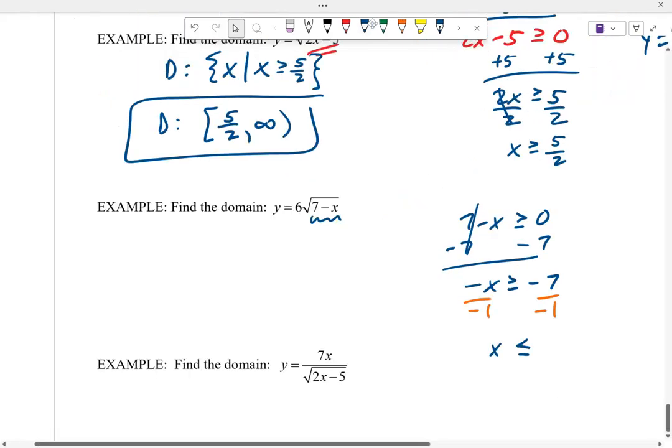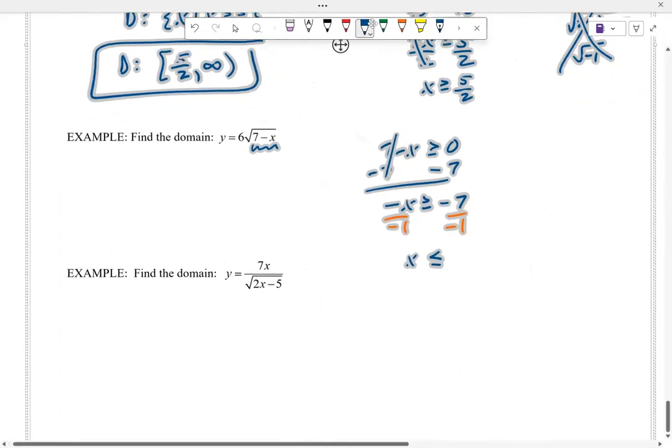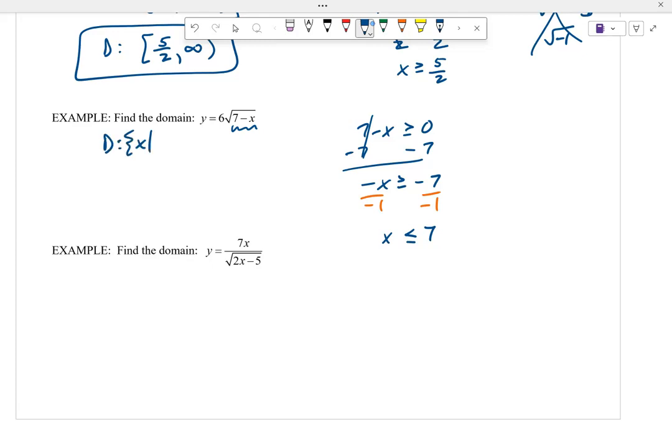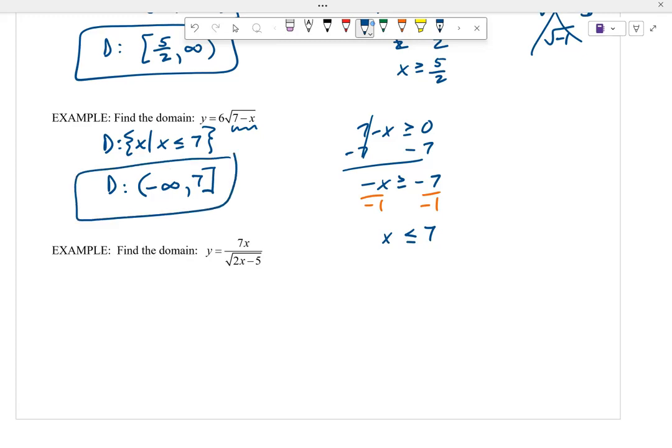So negative 7 over negative 1 is a positive 7 there. So I got to be less than or equal to 7. That's my domain on this. X such that x is less than or equal to 7. So I'm coming from negative infinity up until 7, and yes, I am including that, right? So anything 7 or below is going to be fine. If I go above 7, I'm going to have issues.